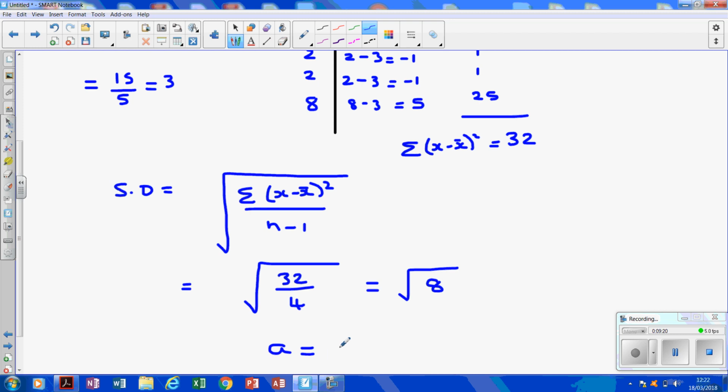A is equal to 8. Always go back, read the question, and then write down your final answer.